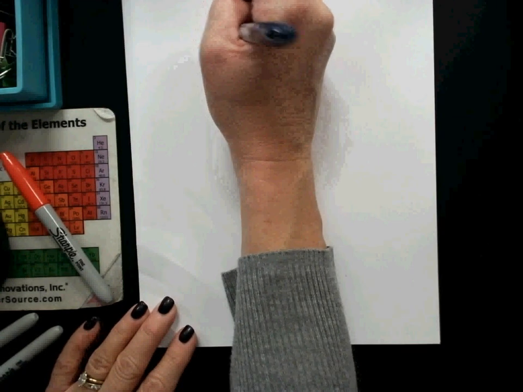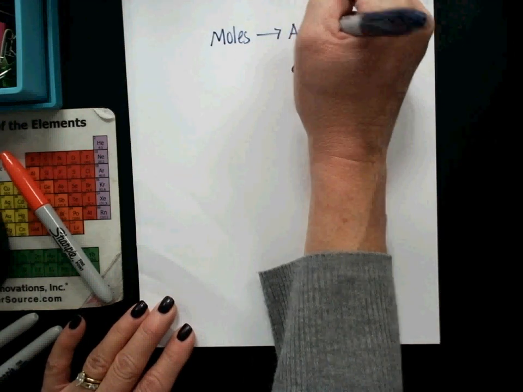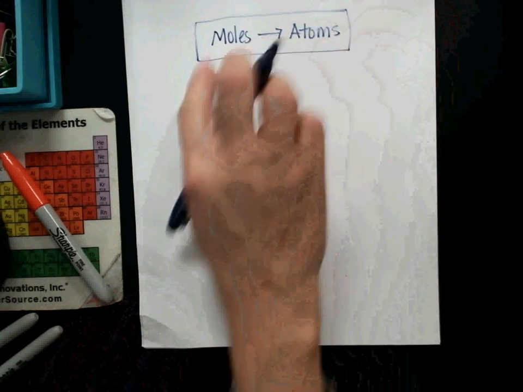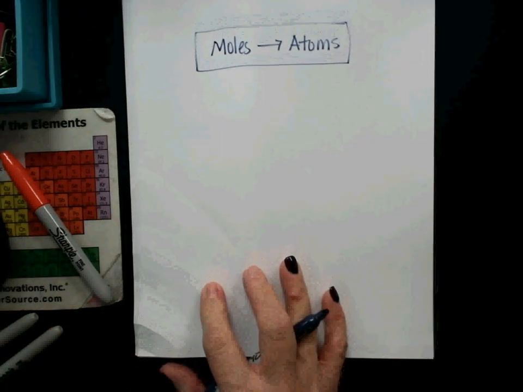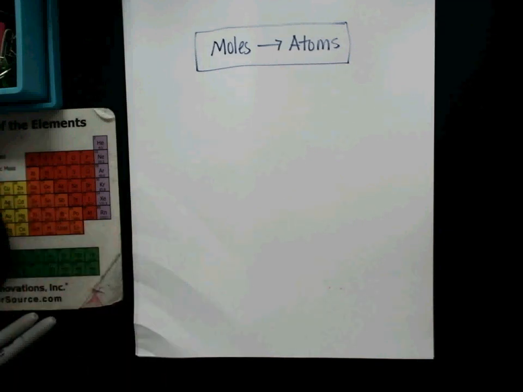So what do we have left in our 2 steps? Can you look at your little list and tell me? Okay, we'll do that next. Moles to atoms. And the next 2 we're going to do, because next we'll do atoms to moles. These are the easiest ones, I think, because you don't really even have to use the periodic table.